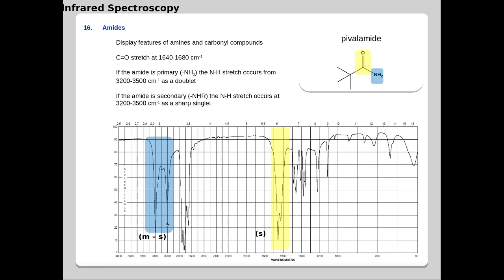So this one is a typical IR spectrum of an amide such as pivalamide, where you can see the C=O stretching vibration has a strong band at around 1700 cm⁻¹. Then, this is a typical primary amide, so you shall see a W-shaped peak of medium to strong intensity between 3100 and 3600 cm⁻¹. So this is a typical aspect of an amide.